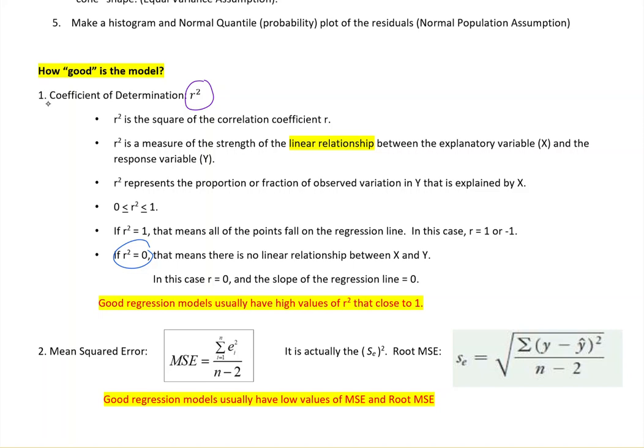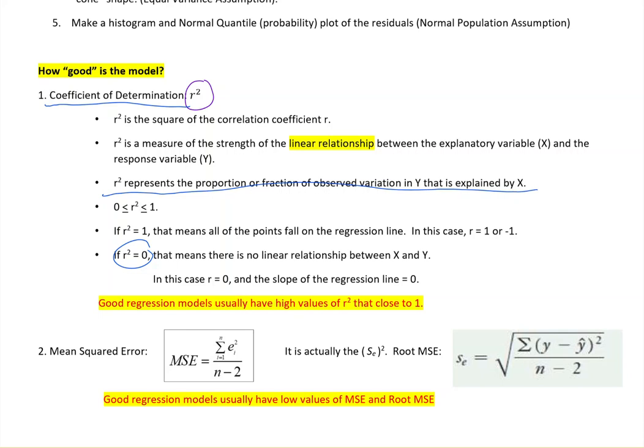We also call the R square the coefficient of determination. This is the one we are familiar with. The R squared represents the proportion or fraction of observed variation in y that is explained by the x. So this is how you interpret the R squared.